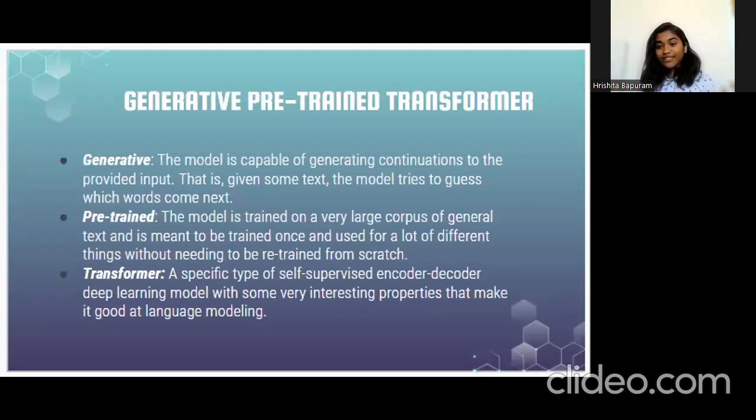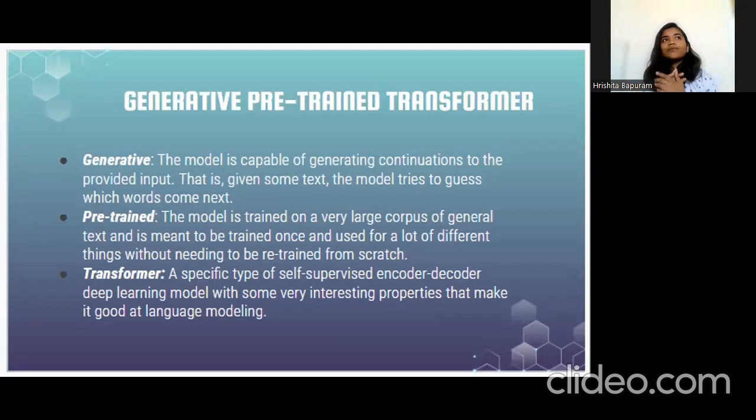ChatGPT. So we just discussed generative. It's the ability of the model, and it's capable of generating continuations to the provided input. So if I have some input, it's trying to build things forward. If I have some sequence of words or some word, it will try to attach the next possible word along with it, and it'll try to build a sentence that way. That's why it's generating something and it's generative. Therefore, it's a generative model.